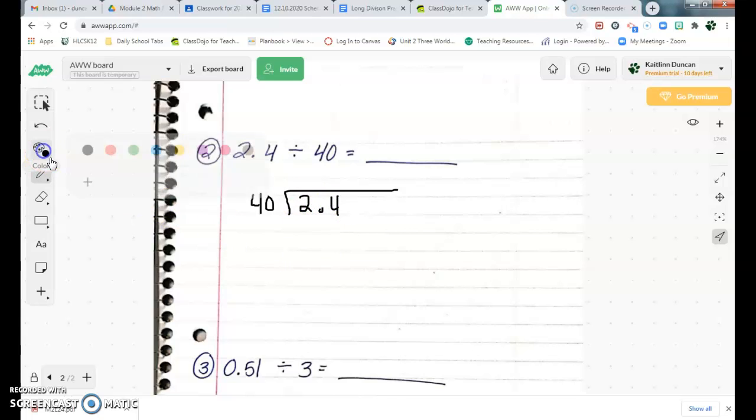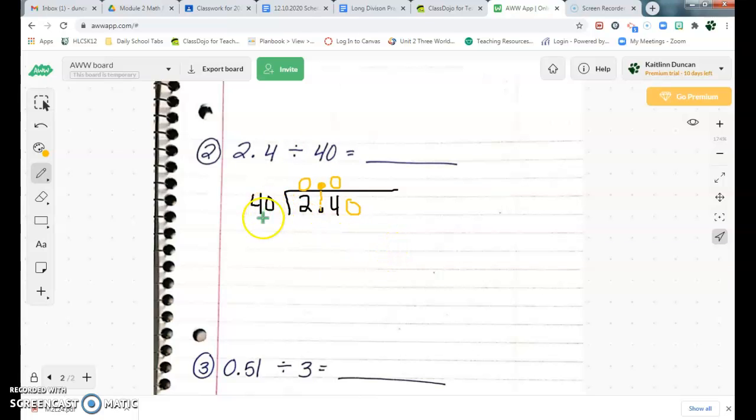Okay. Now what I'm going to want to do is throw that decimal up, and we're going to forget that it's even there. We're going to throw it up. Okay. So now how many times can 40 go into 2? Well, it can't. How many times can 40 go into 24? Well, it can't. I'm not done. I'm just going to add a 0 right here. Because if I add a 0 after the end of this 4, it doesn't change its value.